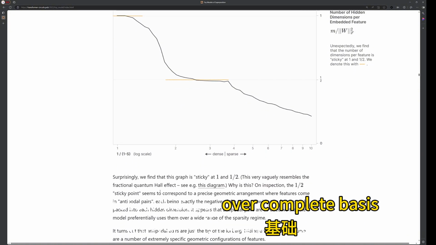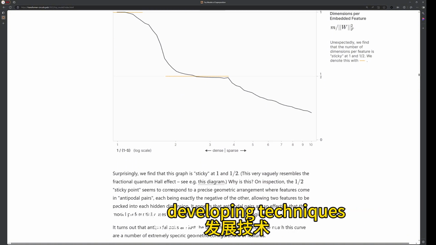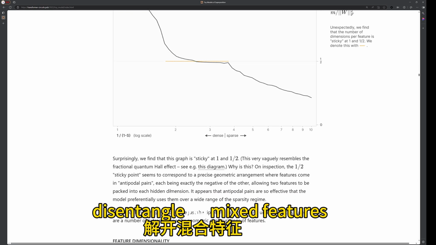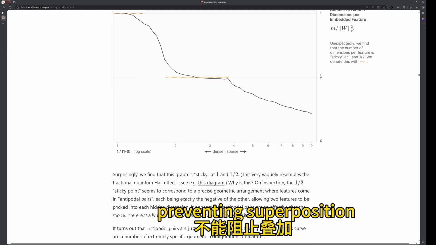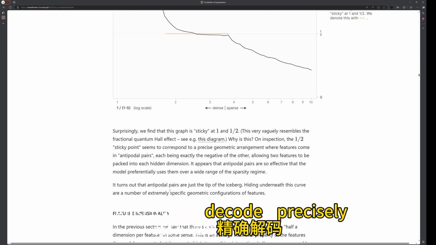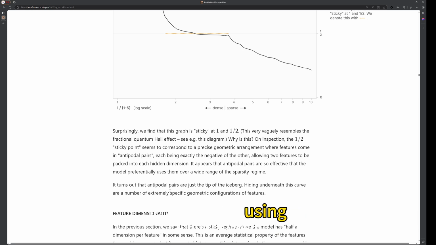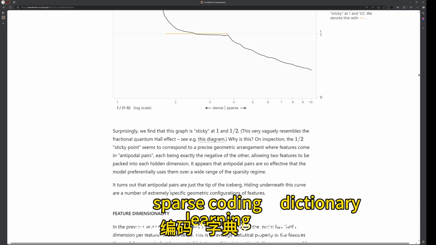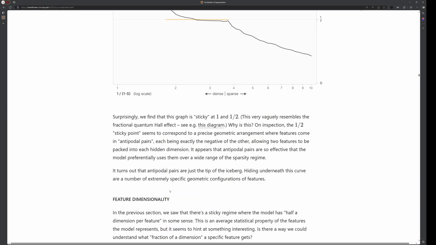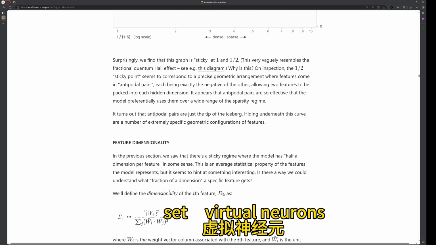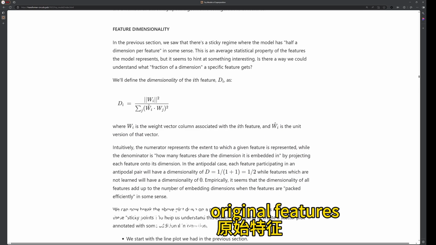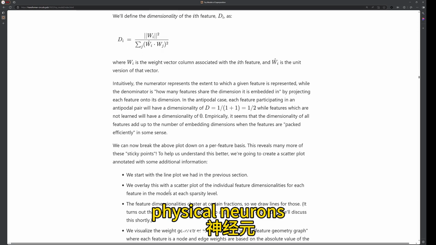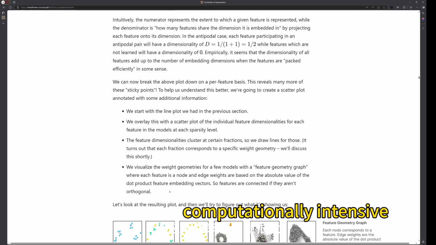What about finding an overcomplete basis then? That's about developing techniques to disentangle the mixed features after the network is trained. So we're not preventing superposition, we're just trying to decode it. Precisely. It could involve using methods like sparse coding or dictionary learning to find a set of virtual neurons that represent the original features, even though they don't correspond to the actual physical neurons.